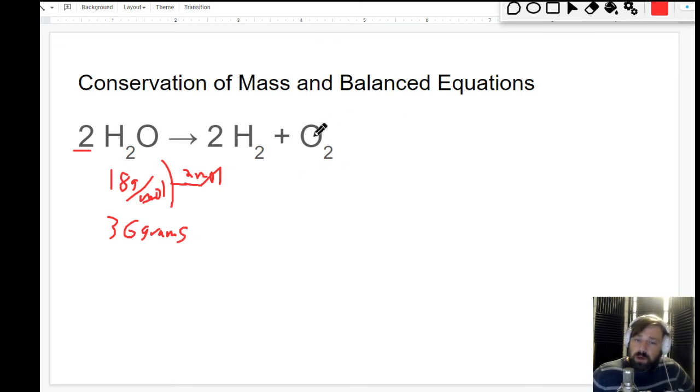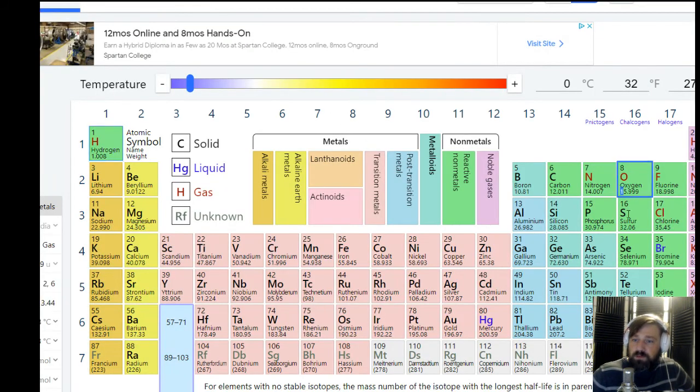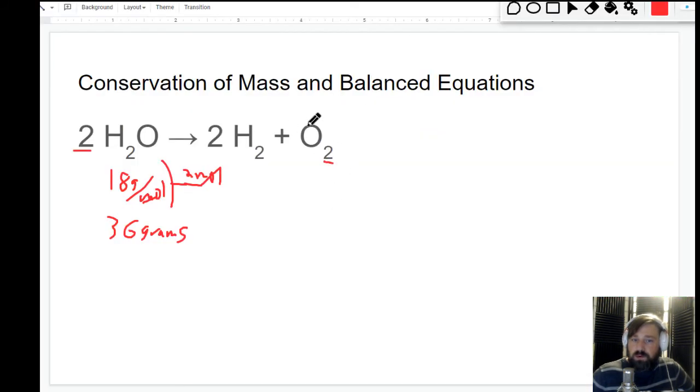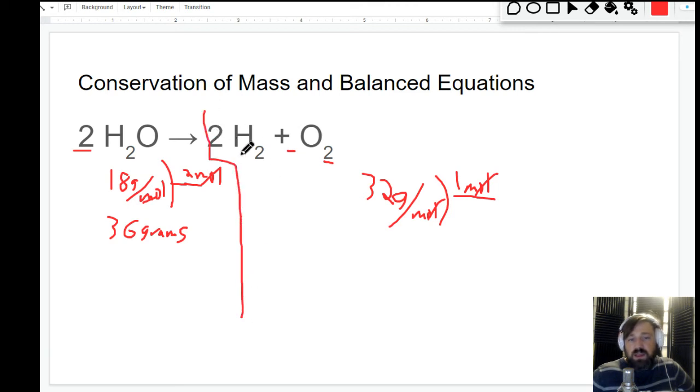All right, O2, go back to the periodic table, is 16. 2 of them there. So 16 times 2 is 32 grams per mole. And oxygen here just has 1 mole. That's going to be an easy thing to take care of. So now we have 32 grams of just oxygen. I'm going to separate this.